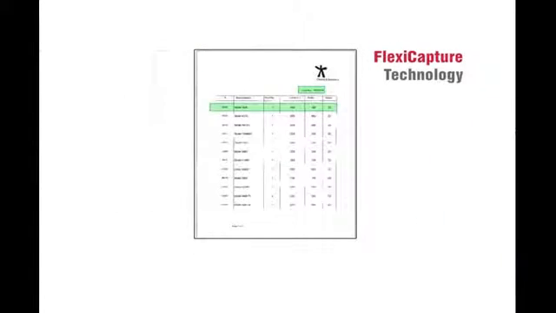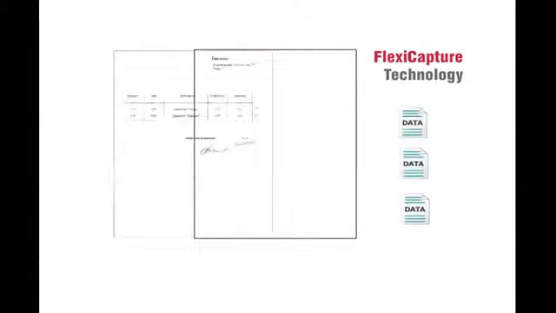ABBYY addresses the issue with its proprietary FlexiCapture technology, which is powerful and flexible enough to process any type of invoice form. There is no need to create a new template for each new type of invoice that may be received from a new supplier. Instead, there is a versatile definition covering multiple possible invoice layouts and enabling the computer to successfully handle invoice layouts which it has never seen before. Now we start the live demonstration of the system.